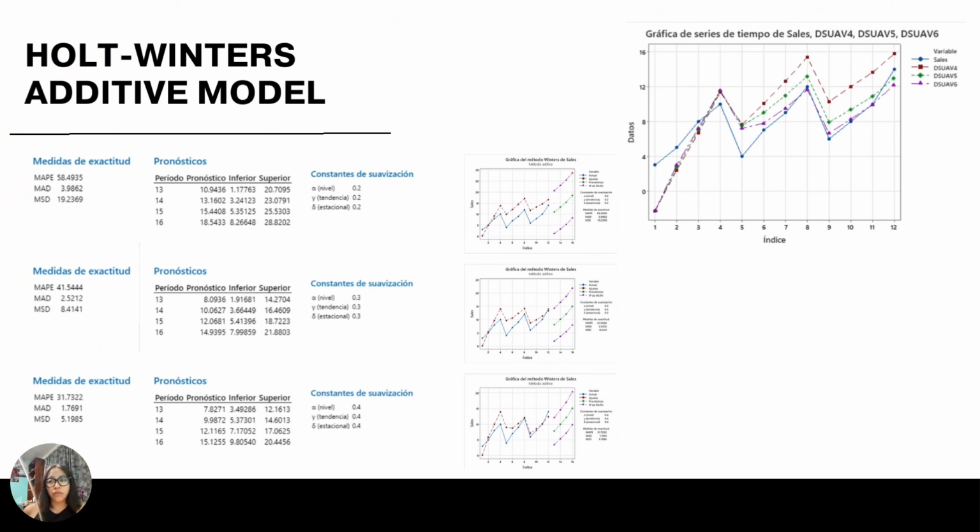If we plot the graphs together, as you can see in the top right corner of the presentation, we can better understand this point. We can visualize the model closest to the data, the red line, which is the model with 0.2 smoothing constant. The green line is the model with 0.3 smoothing constant, and the pink line is the model with 0.4 smoothing constant, as can be seen again in the graph in the top right corner.